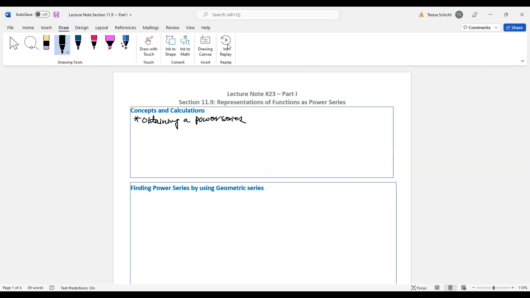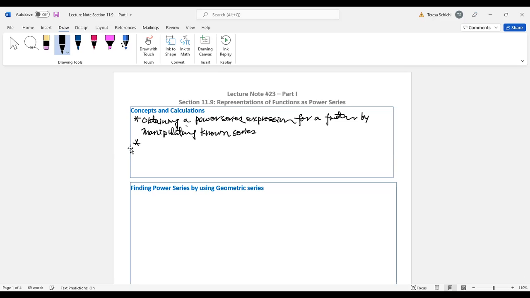Expand expressions for a function by manipulating some known series. This is the first way: for a given function, if we can manipulate it from some existing known convergent series, then we can expand it.